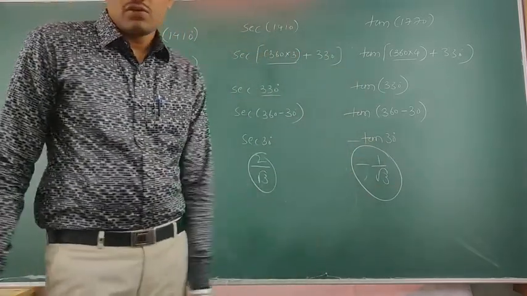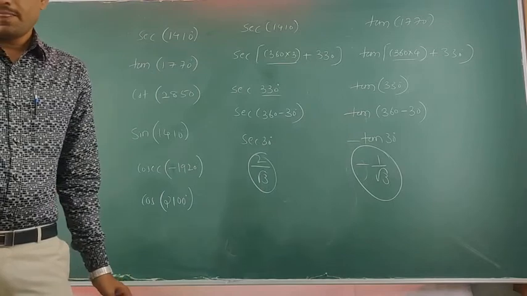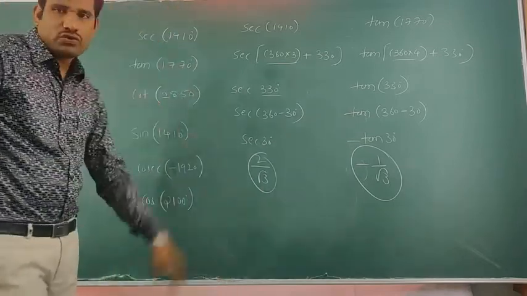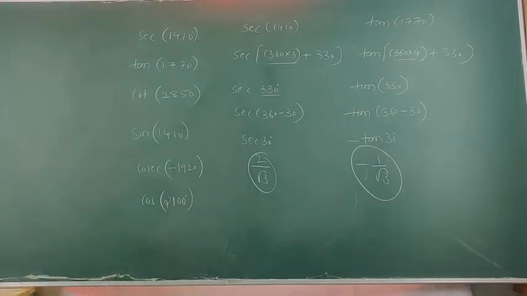You got the answer, no? Minus 1 by root 3? Yes, sir. Okay. Then solve cot of 2850. Next problem, fast. Cot of 2850. So minus root 3. Okay.